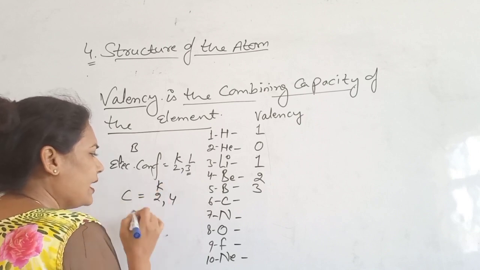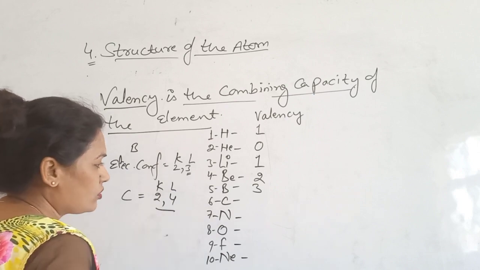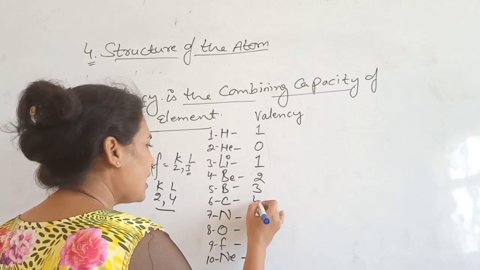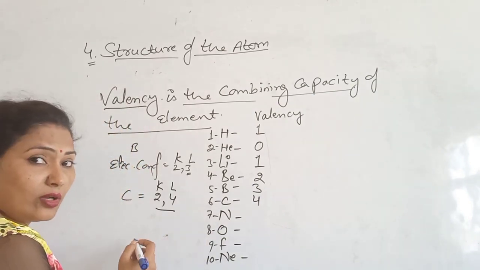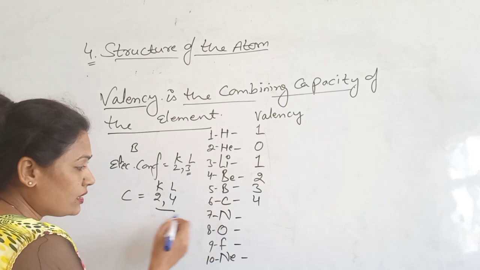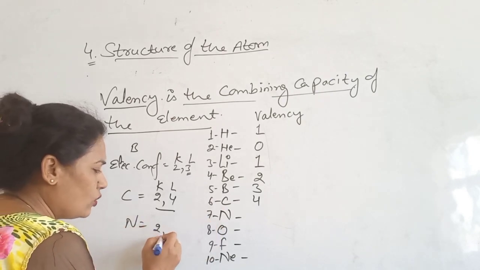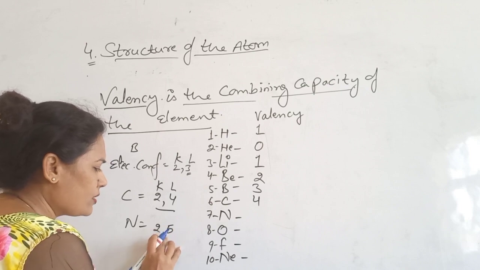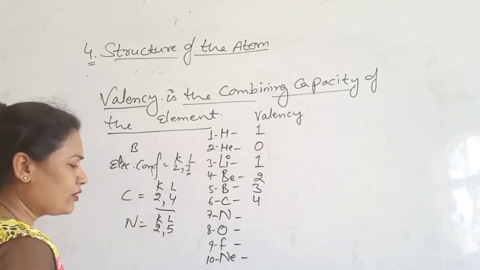So K shell contains 2 electrons and L shell contains 4 electrons. Okay, so carbon has 4 valency. Now we can take the next example of nitrogen. Nitrogen has 7 electrons, so we will write the electronic configuration 2 and 5. So K shell contains 2 electrons, L shell contains 5 electrons.